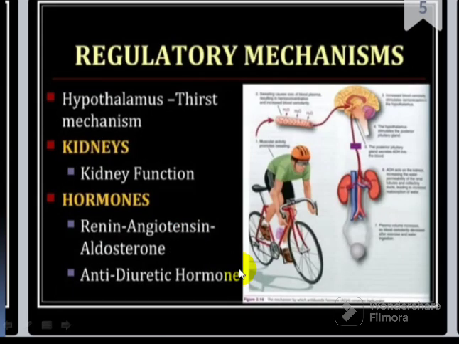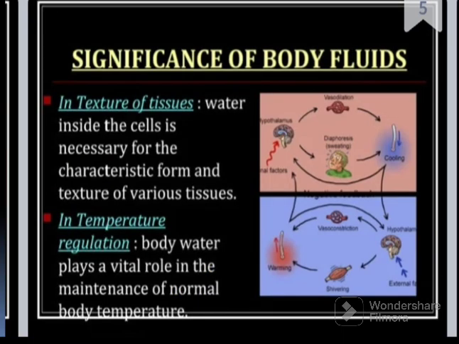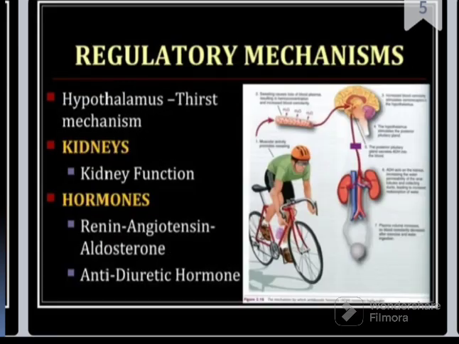Going forward, we'll now look at regulation of body fluid or body water. Body fluid can be regulated by three key structures in the human body. Number one is the hypothalamus.